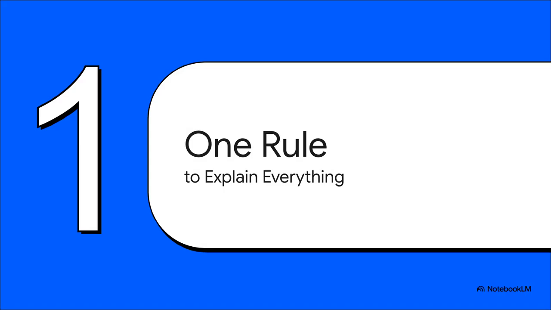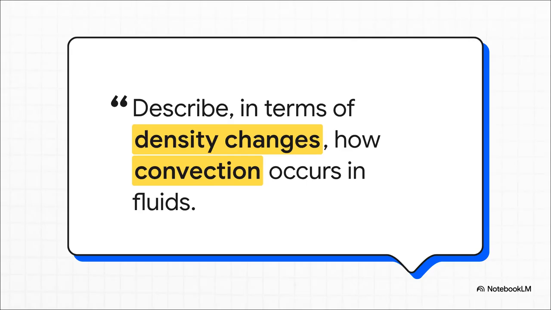But before we can solve that puzzle, we need to get our hands on the single, powerful rule that governs pretty much everything here. Once you get this one rule, you'll start seeing it everywhere. This right here, this is the key. This is our mission for today. Everything, and I mean everything, comes down to understanding how density changes in a fluid, like air or water. If we can nail this one concept, we can unlock the entire puzzle of convection. So let's break it down.